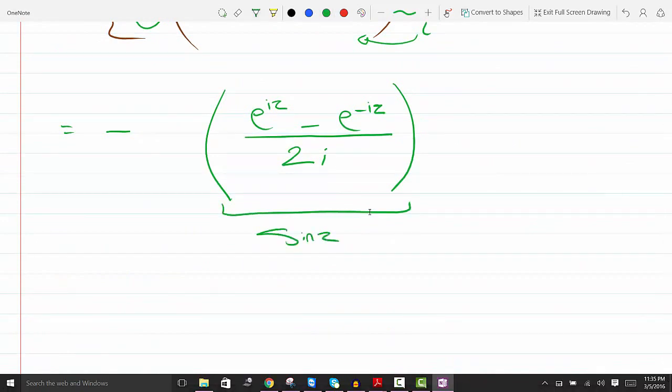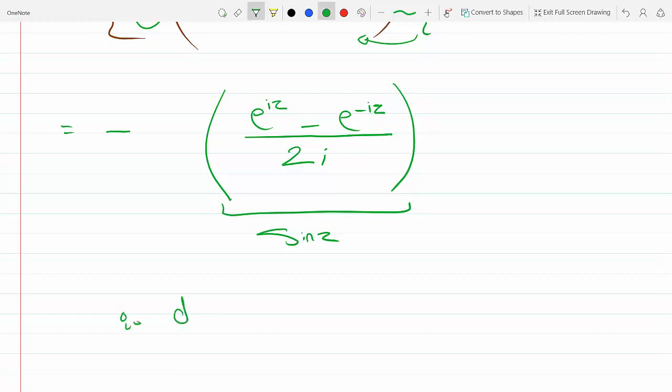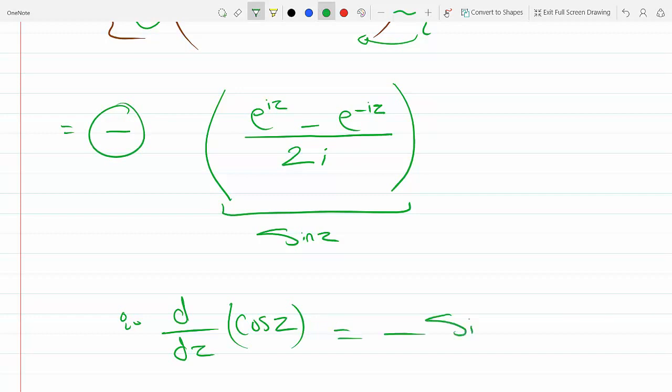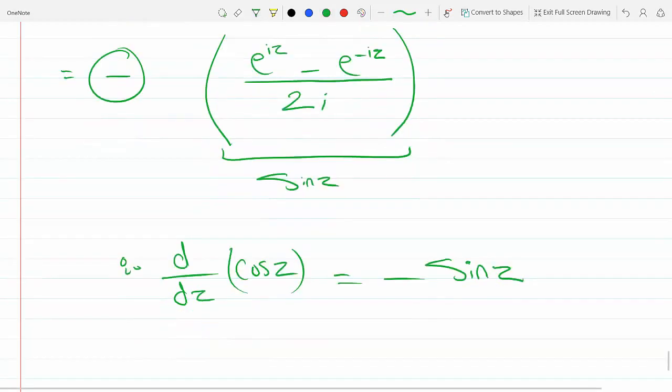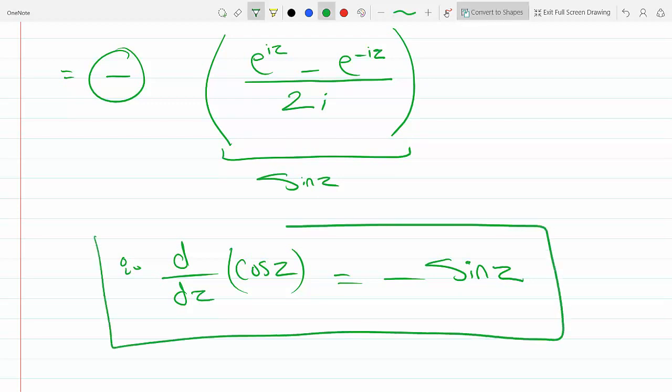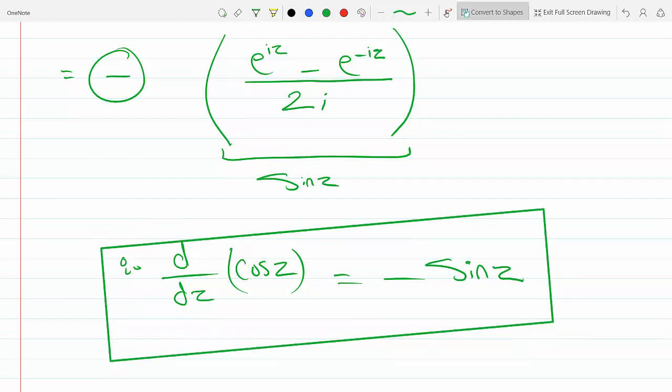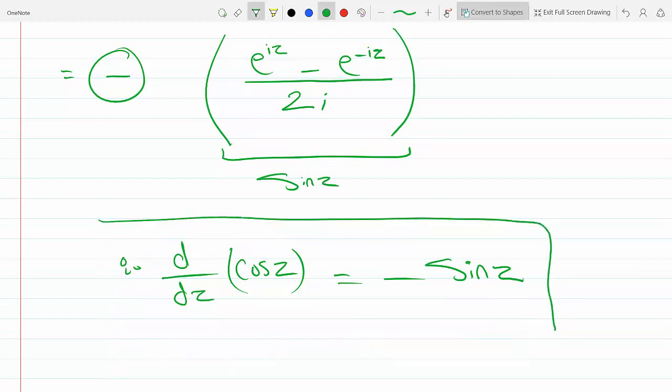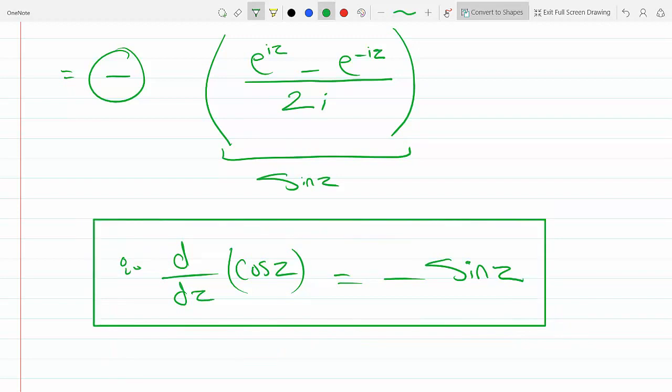And so what we've got at the end, therefore, is that d over dz of cosine z is minus, because there's this minus sign left here, minus sine z. So the derivatives of the trig functions sine and cosine turned out to be the same as the real valued functions, cosine x and sine x. Yeah, it turned out that the derivative of cosine z is minus sine z, and the derivative of sine z is cosine z.